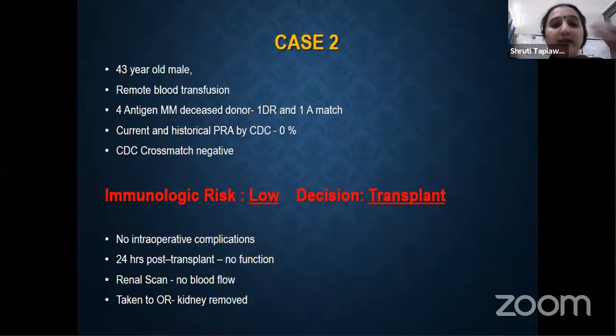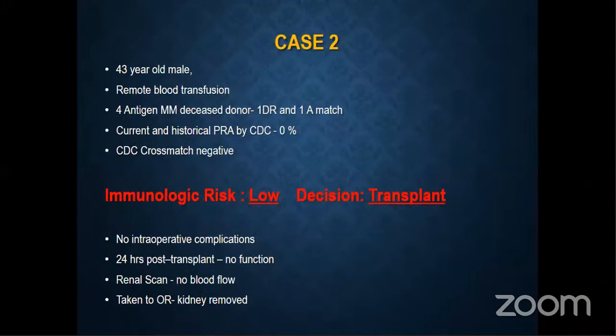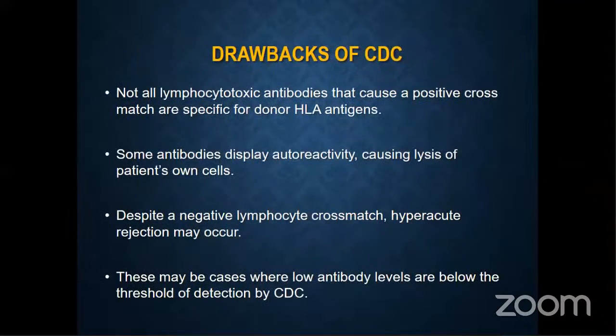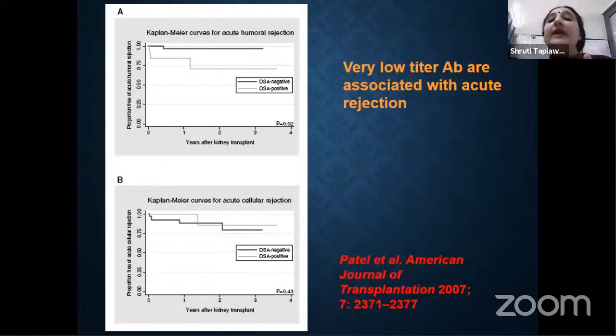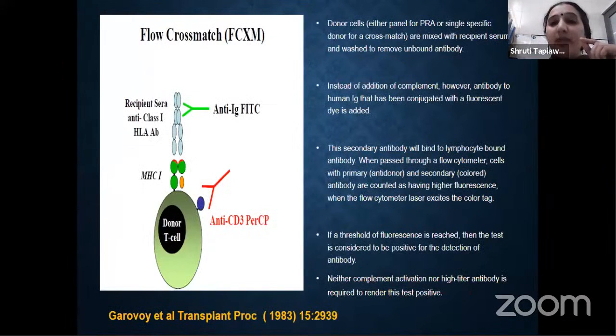So now if you go back, this had 2 PRAs which were negative. So now you see the drawbacks of CDC, which I told you that CDC may not be enough. Very low titers of antibodies sometimes may be associated with acute rejection. And there brings the importance of a flow cross match.